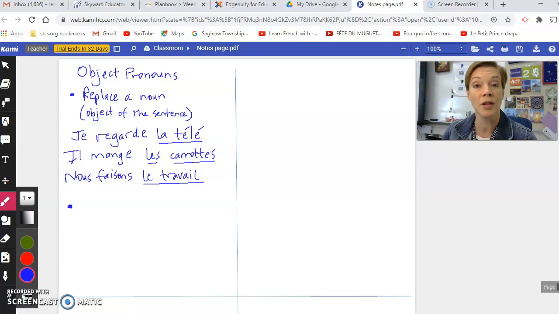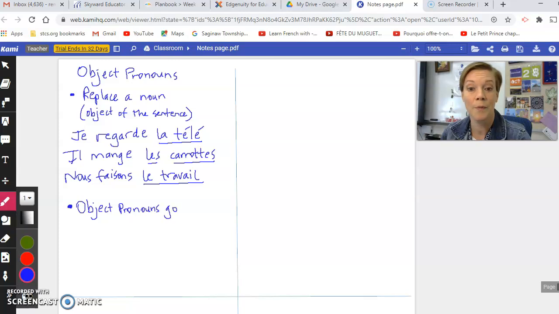So we've already talked about how object pronouns replace the noun. Where do they go in the sentence when you replace that noun, when you replace that object? Class, object pronouns go before the verb. This is key. I want you to memorize this phrase and use it all the time. Before the verb. Object pronouns go before the verb. I'm making it in all caps because it is très important. Before the verb.